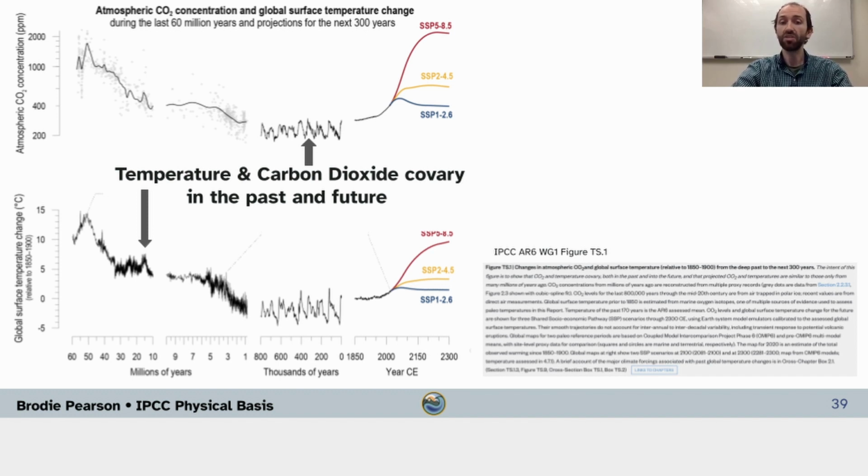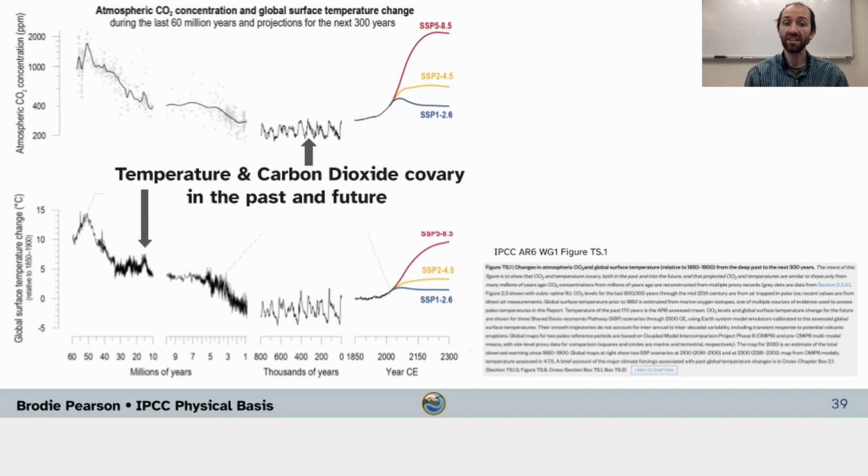And this is a plot that you saw earlier in the course, last week in your Paleoclimate Day. And this plot shows carbon dioxide time series on the top and global surface temperature change on the bottom. And these plots include paleoproxy data, modern historical observations, and climate model projections for several scenarios.